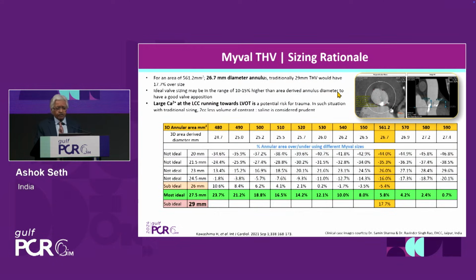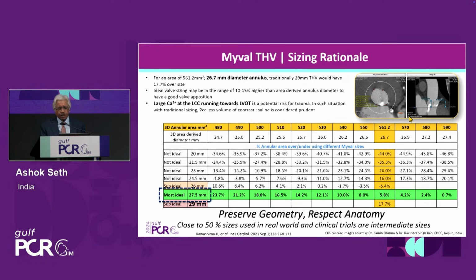And I think this case represents, and perhaps you will see it in the live case as well, how intermediate sizing of this valve helps. He is a patient who has a 26.7 millimeter annulus diameter. He has heavy calcium protruding into the annulus as well as the outflow tract. If we go for a conventional 29 millimeter transcatheter heart valve, it would end up being 18% oversized, which might not be good for this anatomy, thereby having risks for root injuries. And of course, a 27.5 intermediate size enables us to be appropriately oversized at 7%, and that therefore respects the anatomy, preserves the geometry, and close to 50% of the valve sizes used across the world are intermediate sizes.